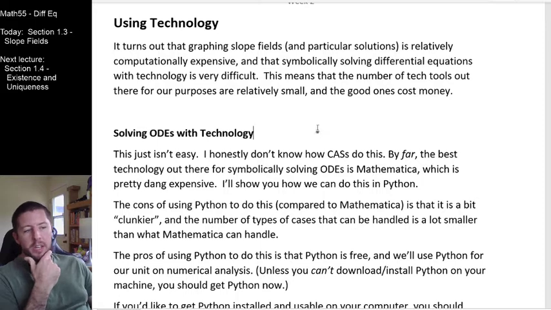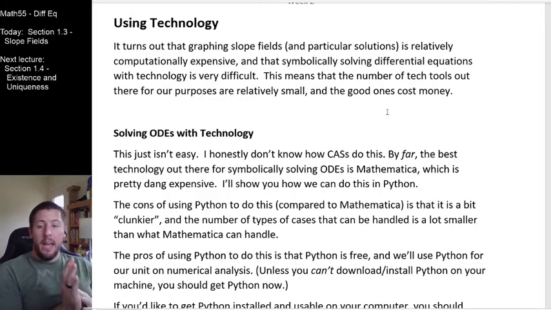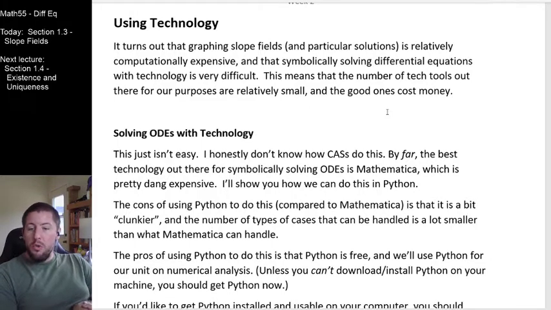So, solving ODEs with technology. This just isn't easy. I honestly don't know how. All right, here's an abbreviation for you. CASs do this. A CAS is a computer algebra system. And basically, it's pretty easy for us to use computers to do things like manage variables.